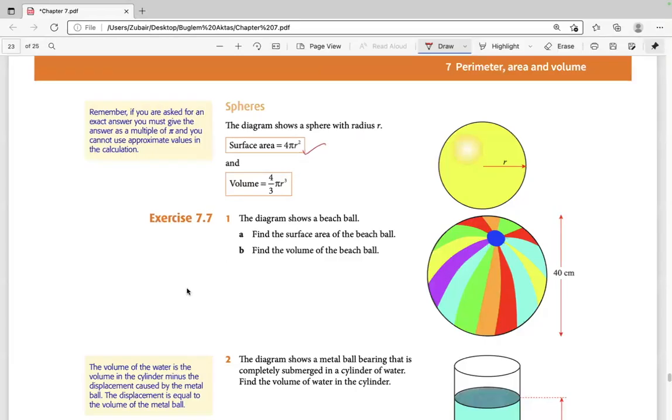So total surface area is 4 pi r square and volume is 4 by 3 pi r cube. The diagram shows a beach ball. Find the surface area of the beach ball. So 40 is given, 4 pi r square. Radius should be 20. So 20 into 20 into 4 gives me 1600 pi centimeter square.